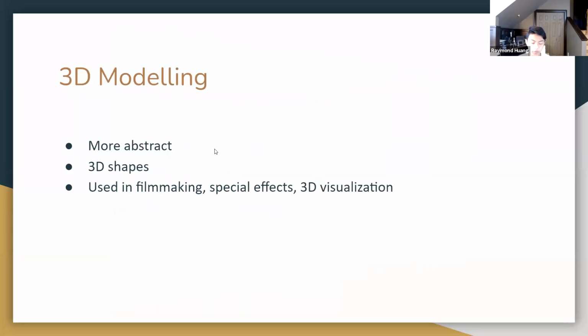And so the main type of 3D modeling that I'll be focusing on in this workshop is just basic 3D modeling. It's for more abstract things. It's for sculpting and stuff. It uses 3D shapes, and there's no 2D sketch workflow. And it's the type used in filmmaking, special effects, visualization, product design, and that kind of stuff.